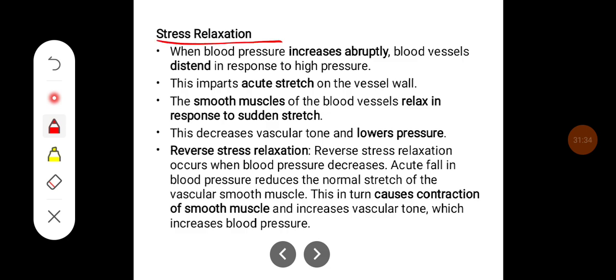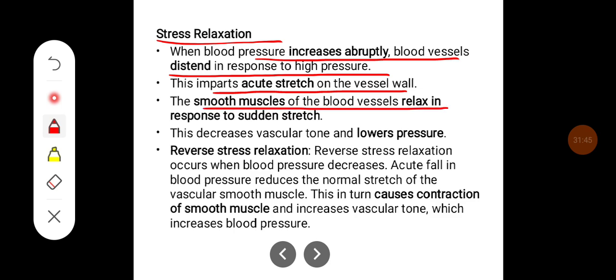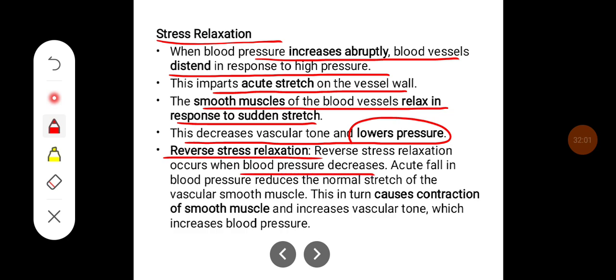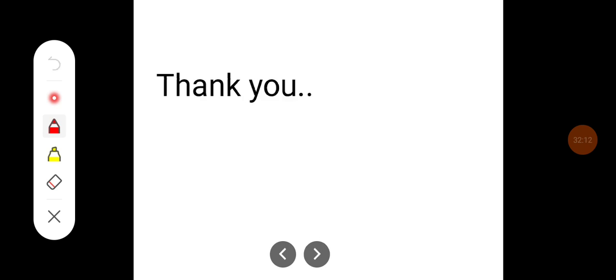Stress relaxation. When blood pressure increases abruptly, the blood vessels distend in response to high pressure. This imparts acute stretch on the vessel wall. The smooth muscles of the blood vessels relax in response to sudden stretch. This decreases the vascular tone and lowers the pressure. The reverse stress relaxation occurs when blood pressure decreases. Acute fall in the blood pressure reduces normal stretch of the vascular smooth muscle. This in turn causes contraction of the smooth muscle and increases the vascular tone, which increases the blood pressure.